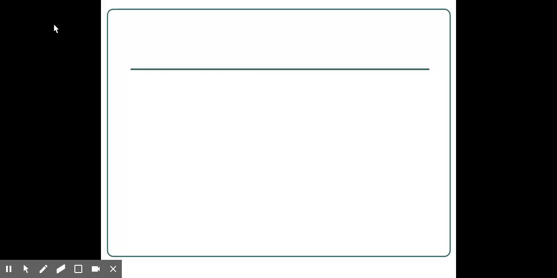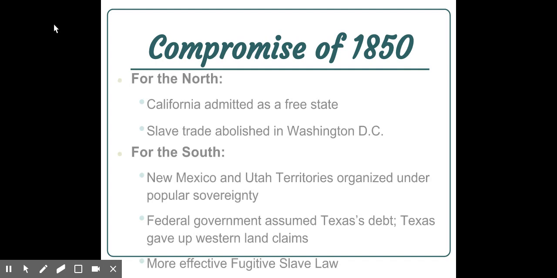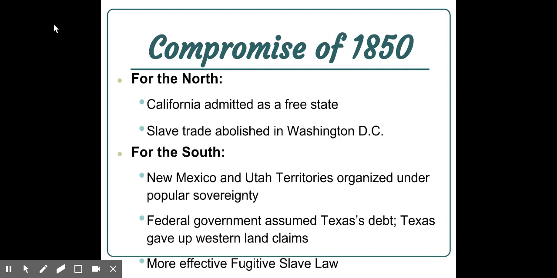All right, so we're going to have the Compromise of 1850. We know that a lot of people are settling out west, and that we need to decide what we're going to do with some of this territory, specifically California. So the Compromise of 1850 did a couple things for the North, and it did a couple things for the South.